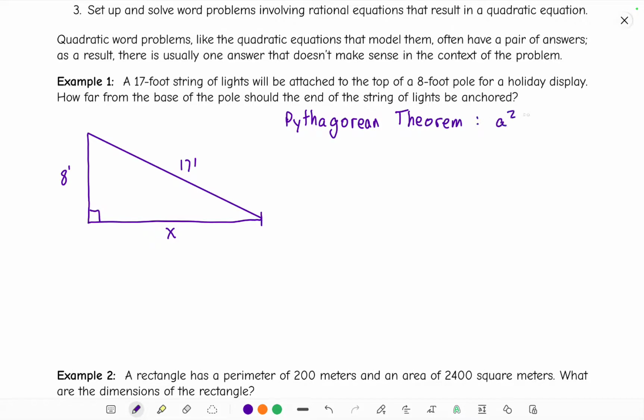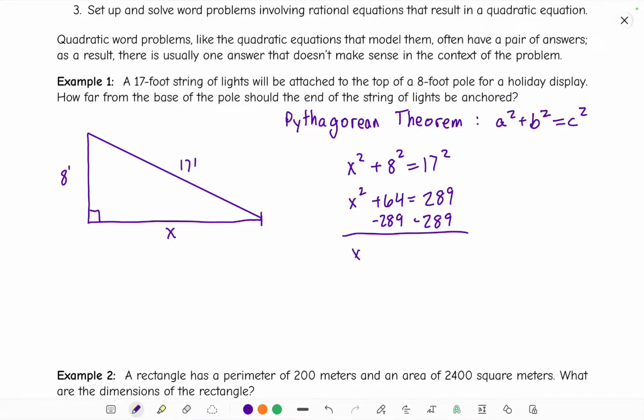Which says a squared plus b squared equals c squared, where a and b are the two legs of the triangle, and c is the hypotenuse of the right triangle. So here we get x squared plus 8 squared equals 17 squared, which is x squared plus 64 equals 289. Now, because this is quadratic, I need to get 0 on one side, so subtract 289 from both sides. We get x squared minus 225 equals 0.